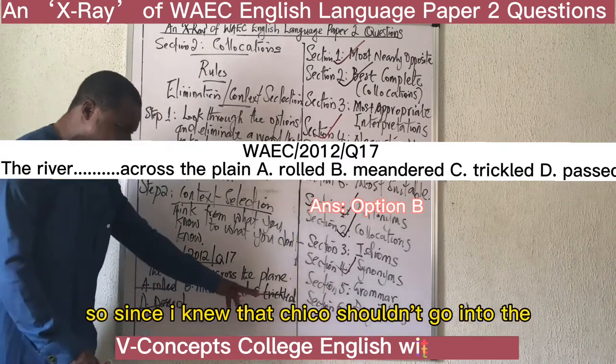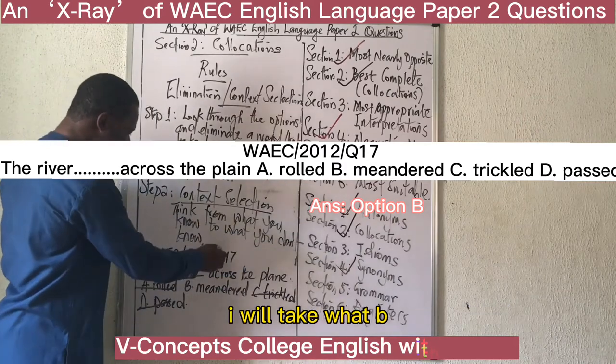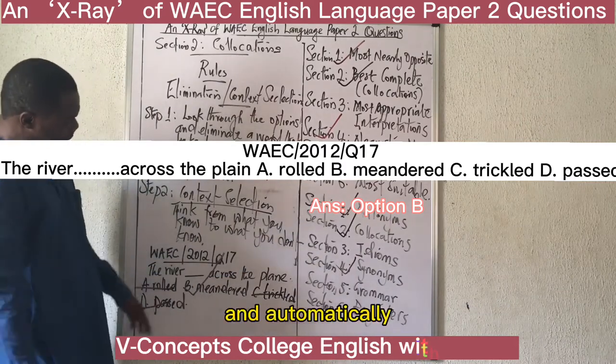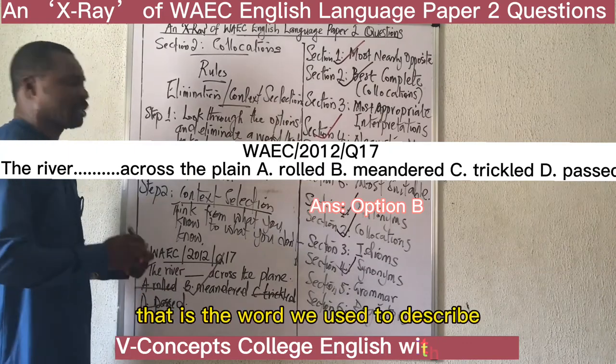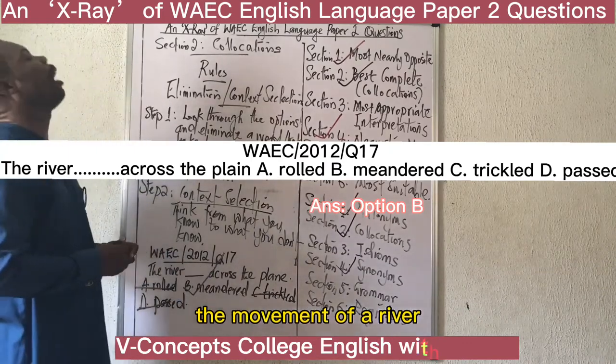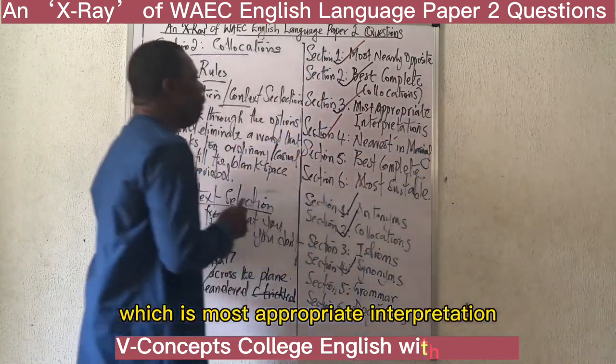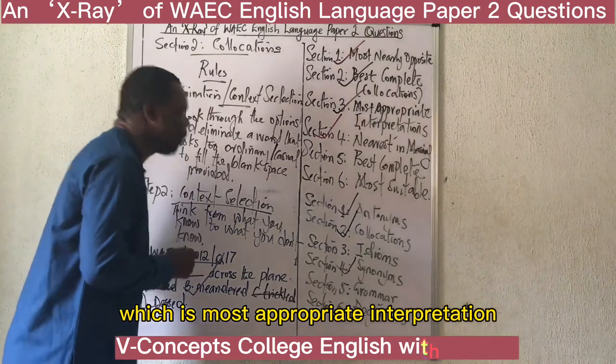So, since I know that trickle shouldn't go into the solution, thinking from what you know to what you don't know, I will take word B. And automatically, a river meanders. That is the word we use to describe the movement of a river. Good. So we move forward to section 3, which is most appropriate interpretation.